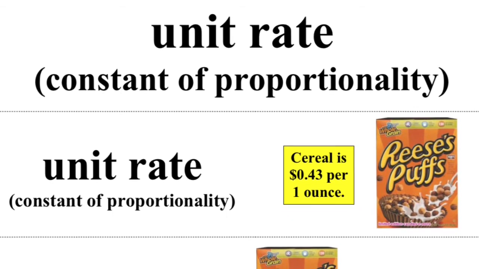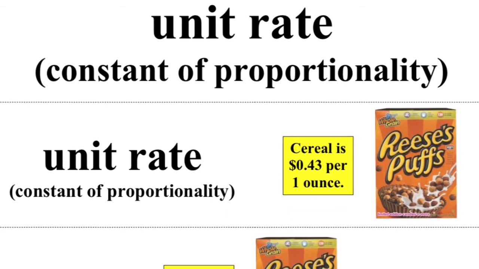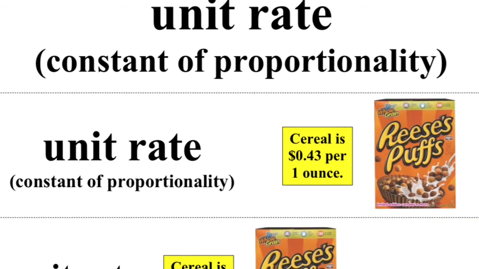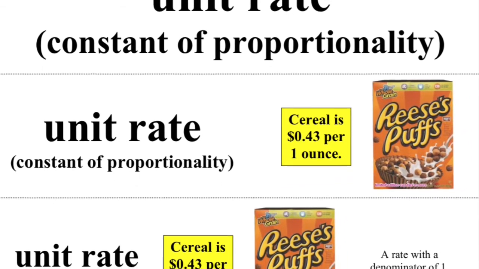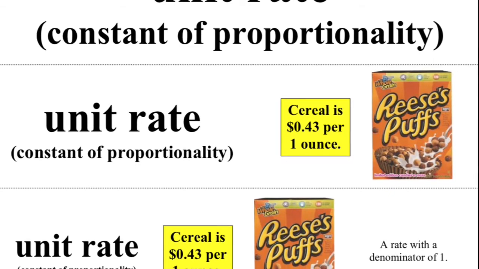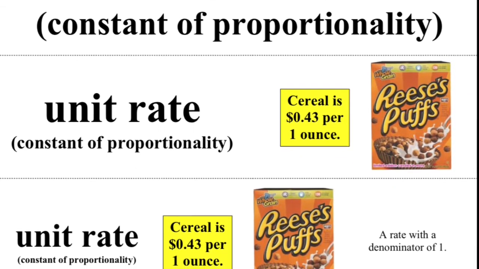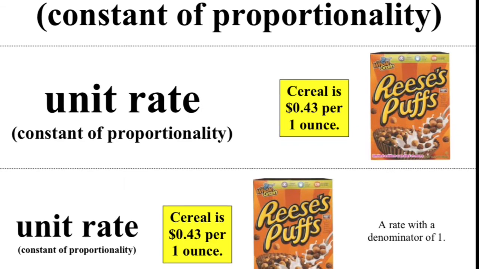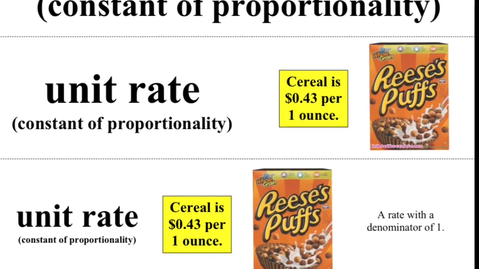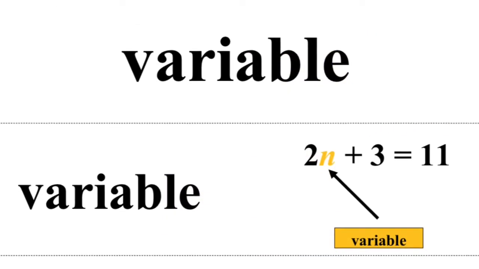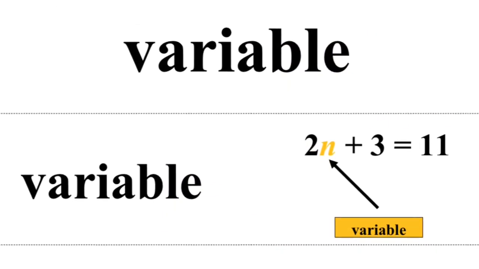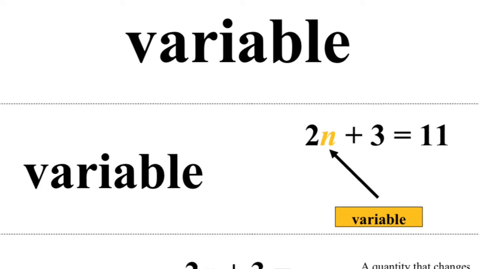A unit rate is a rate broken down into its simplest form. So if you were to buy 3 pounds of food, you would find the unit rate by taking the total amount and dividing it by 3 so you can find out how much it costs per pound. A variable is a letter used in math to represent an unknown object.